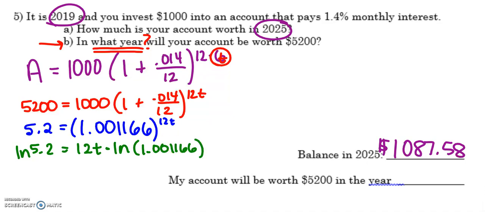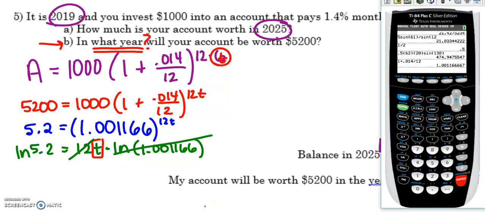And now my goal is to isolate that t. So I'm going to take the natural log of 5.2, divide it by 12, divide it by the natural log of 1.001166. You should get about 116. I guess I can actually do it. I know the final answer is supposed to be.